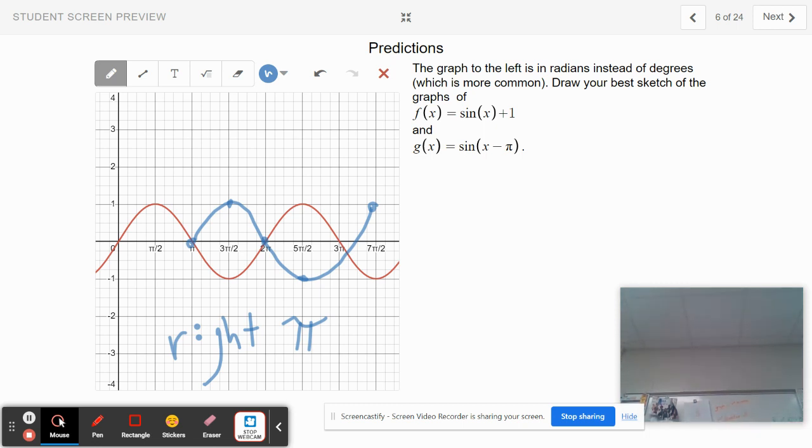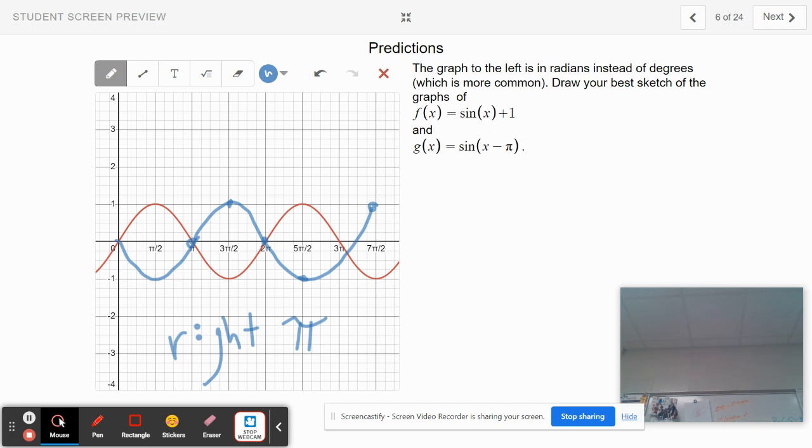Now, it gets a little bit confusing because, oh, it's so cool. It really is cool. If you don't think it's cool, you're lame. That this graph right here, if I connected it back to the origin, shifting right pi is the exact same equation as what?